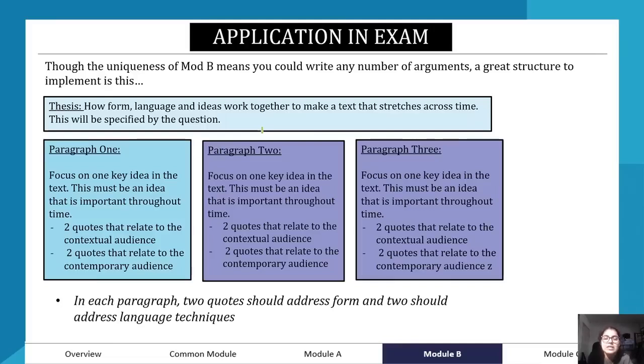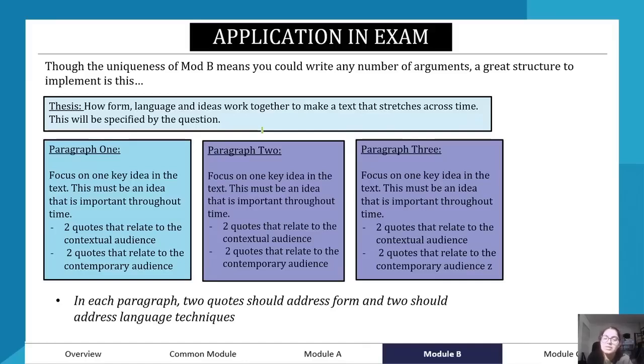And textual integrity is also measured by how a text links to its contemporary and contextual audiences. So how form, language, and ideas work together to make a text that stretches across time, this will be specified by the question. Paragraph 1, you focus on one key idea in the text, and then you want to have 2 quotes that relate to contextual audience and 2 quotes that relate to contemporary audience. And through this, you can achieve the textual integrity and link to 2.